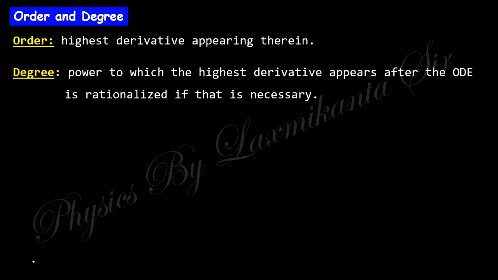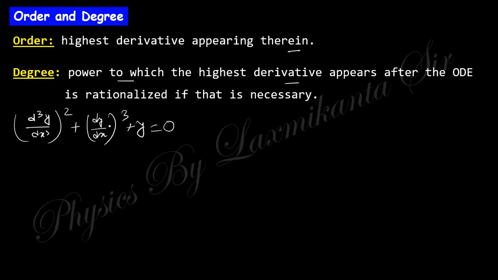After that, you need to know about the order and degree. Order, you know, is the highest derivative appearing therein, and degree is the power of the highest derivative. For example, suppose there is (d³y/dx³) whole squared plus (dy/dx) whole cube plus y equals 0. Here you can see easily that the order is the highest derivative, which is 3. And what is the degree? Degree is the highest power of the highest derivative. The power of the highest derivative is 2, so the degree is 2.